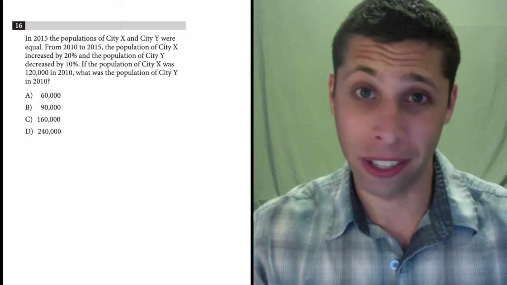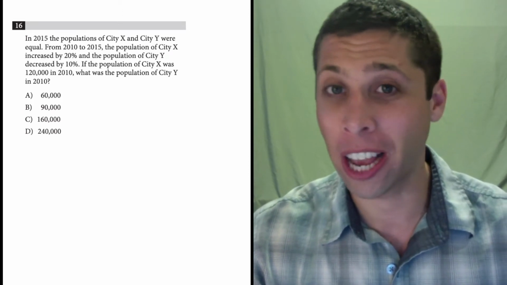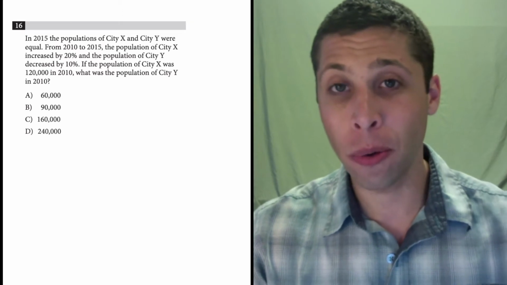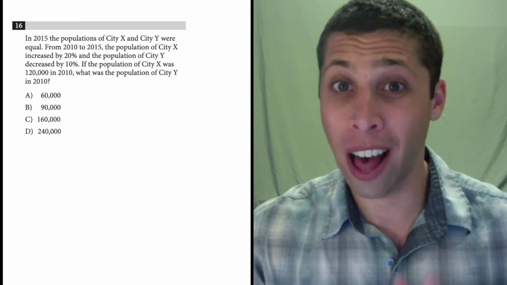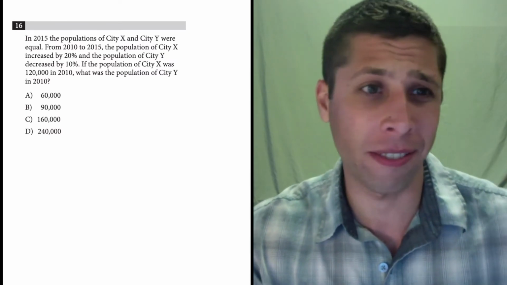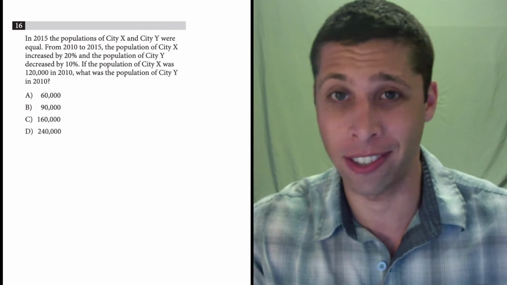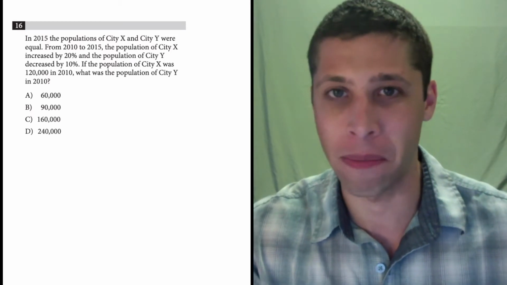I hate number 16. This is just very difficult to follow. It's kind of confusing. And so the first thing that I notice when I read this question is that there's just like a lot of potential for error. You've got percentages, you've got these two cities that have the same basic name, city X and city Y, two different years, so I've got to keep track of a lot of information.